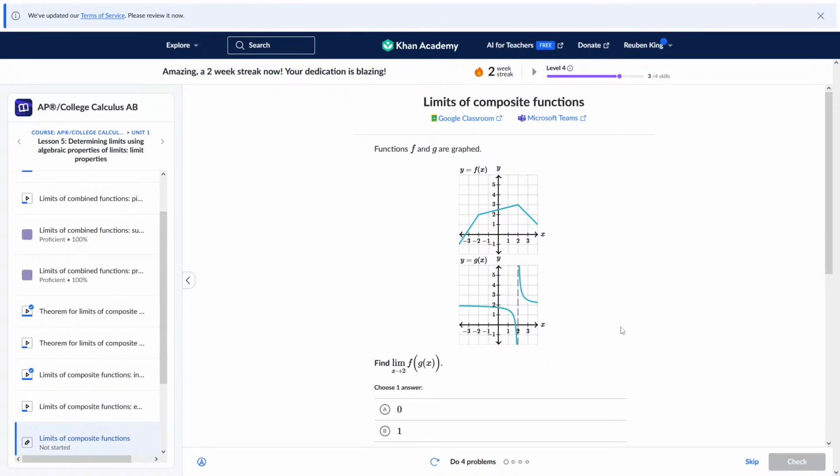Which is 2. Oh, it's throwing us right in the deep end here. I hate that I can't mark this up. Why is the exam going to be on the computer? It makes no sense. No sense.